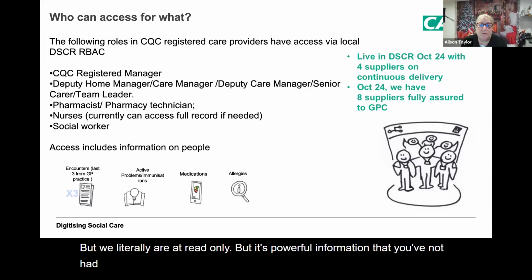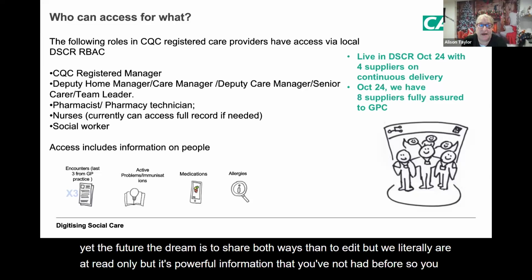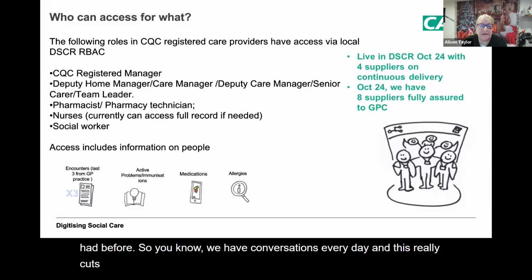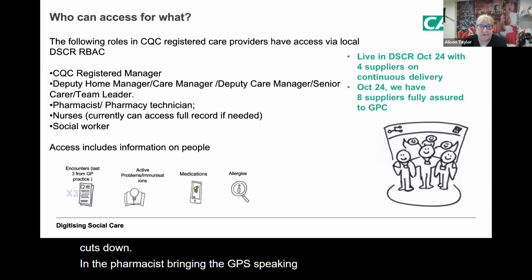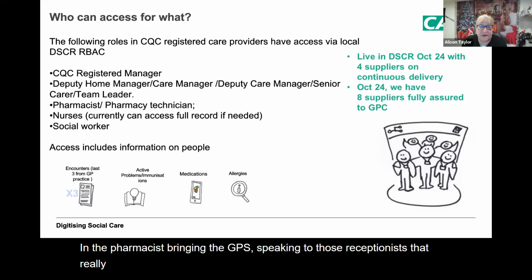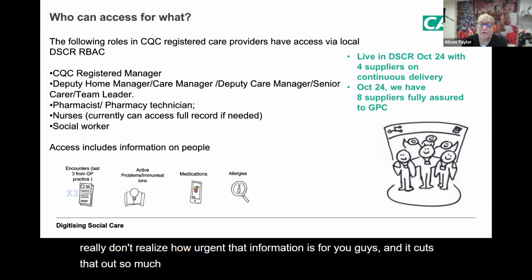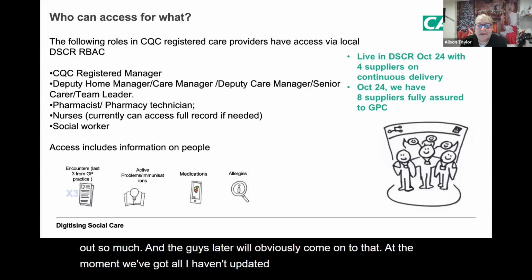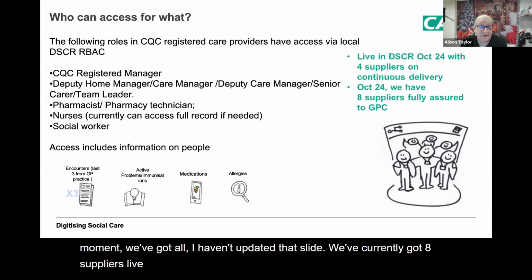So, we have conversations every day, and this really cuts down you ringing the pharmacies, ringing the GPs, speaking to those receptionists that really don't realise how urgent that information is for you guys. And it cuts that out so much. And the guys later will obviously come on to that. At the moment, I haven't updated that slide. We've currently got 8 suppliers live on GP Connect, and we've got 11 that are through the assurance. So everybody's working really hard.